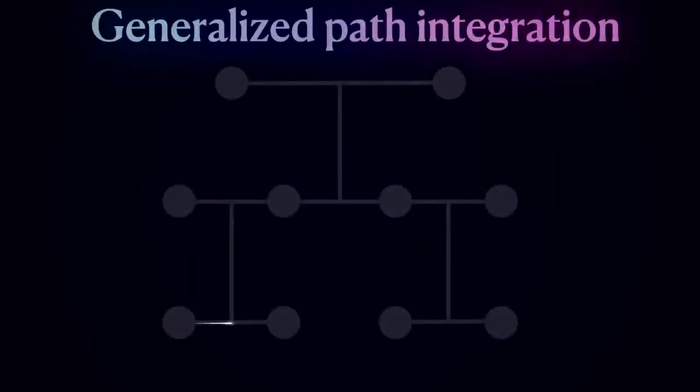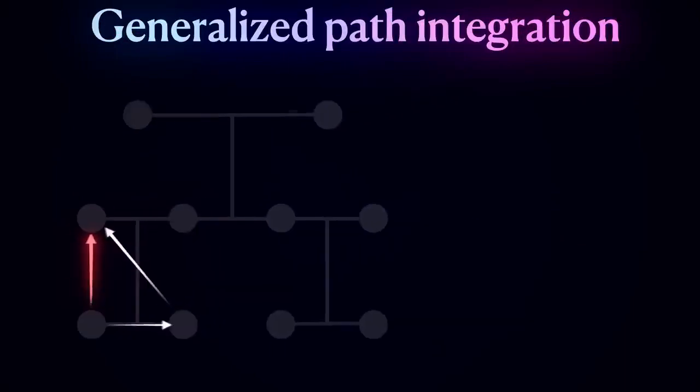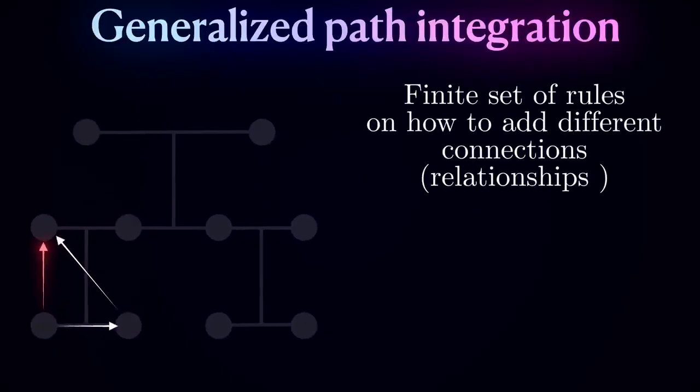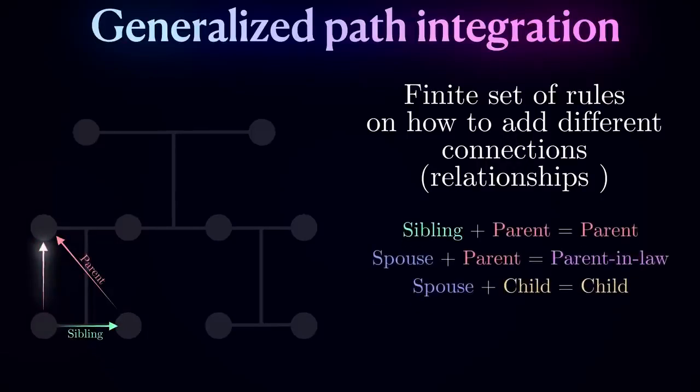For arbitrary graphs, however, you'll need a more abstract but similar notion of path integration. That is a finite set of rules of how to add different types of relationships. For example, that taking the route sibling-parent is equivalent to parent, and so forth. And the very same graph can be used for generalization.